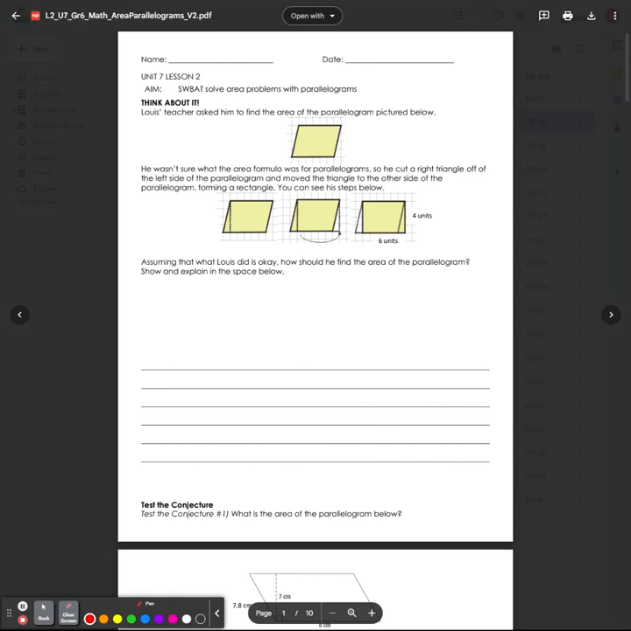Hey there, kiddos. In this video, we're going to go over Unit 7, Lesson 2, how to find the area of a parallelogram. When we take a look at this question, it says Lewis's teacher asked him to find the area of the parallelogram pictured below.